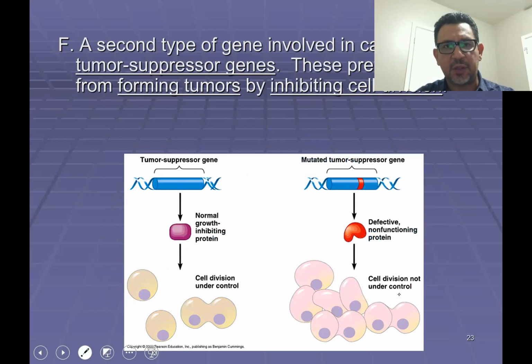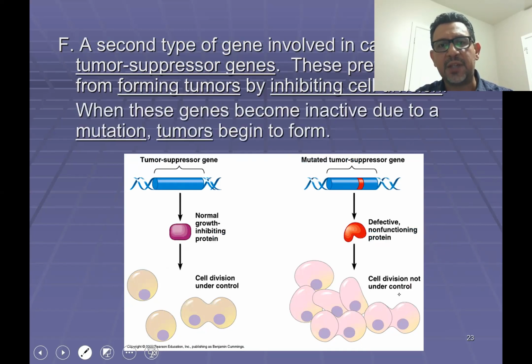The other part of cancer is going to be the tumor suppressor genes. And again, when you think about tumor suppressor genes, think about them like the brakes, what is halting, what is preventing cells from dividing. So a tumor suppressor gene is a good thing. But if a tumor suppressor gene is mutated, it may lose its ability to inhibit cell division. It's like losing the brakes in your car.